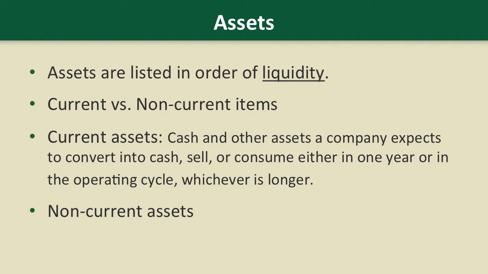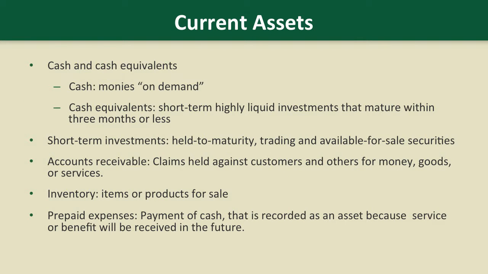Current assets are cash and other assets the company expects to convert into cash, sell, or consume either in 1 year or one operating cycle, whichever is longer. Other assets are going to be listed in the section of non-current assets. We're going to talk about the current assets first.